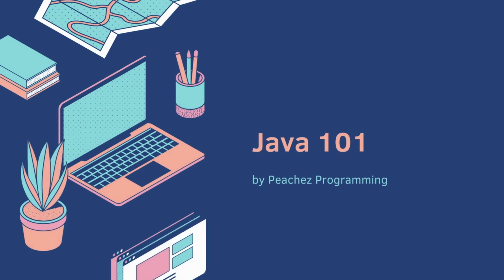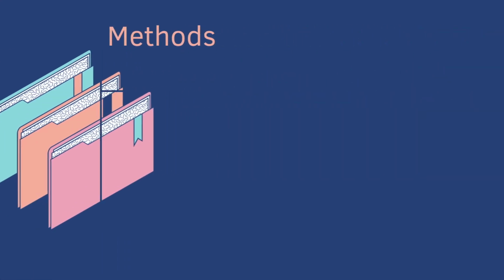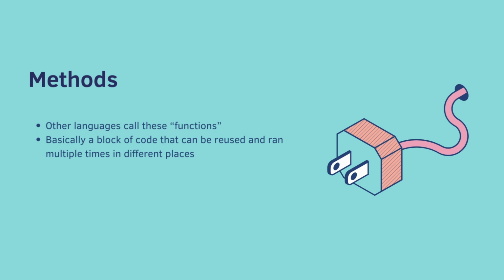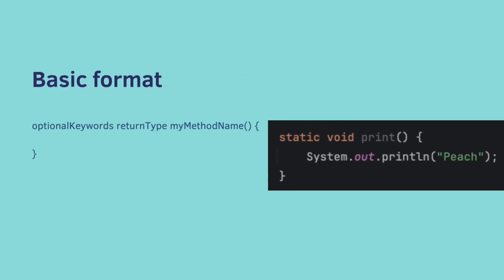Welcome back. Let's cover methods. Other languages call these functions. Java calls them methods. Basically, it's a block of code that can be reused and run multiple times in different places. Here's our basic format of a method.